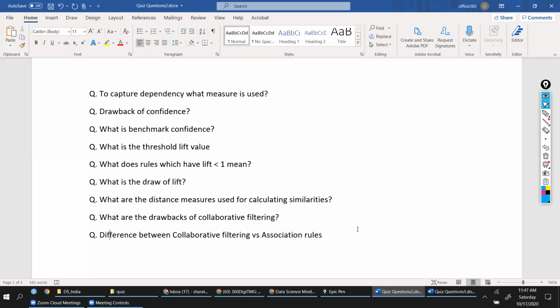Personalized filtering is already mentioned. In collaborative filtering, we do not require prior data. It's not mandatory to have historical data for collaborative filtering, for generating recommendations. Whereas for association rules, historical data is a must. That's another difference.